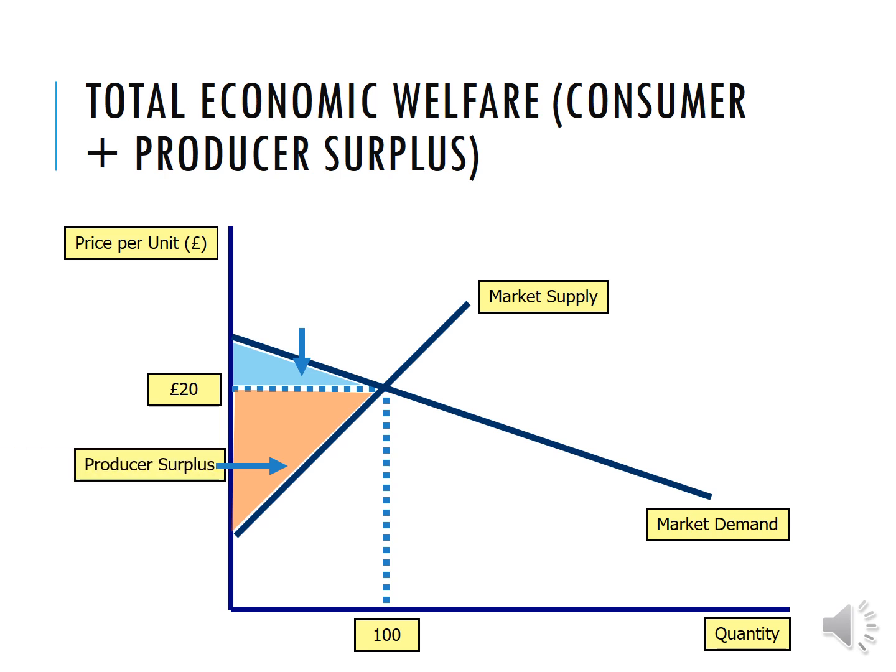So this diagram here shows us the producer surplus and also the consumer surplus. The current market price in this example is £20, and the consumer surplus is the difference between what they're willing to pay and the current market price, whereas the producer surplus is the difference between what they're willing to supply at and the current market price.